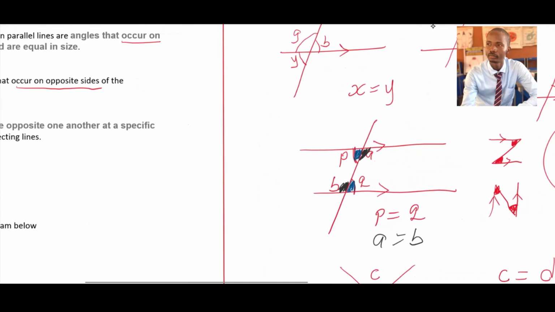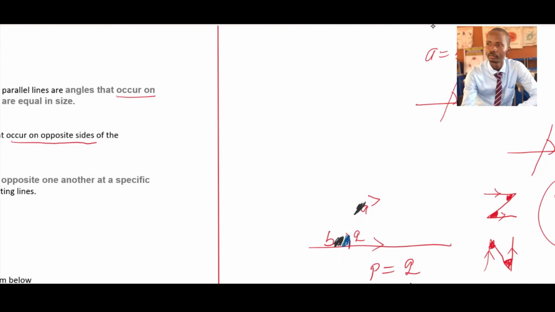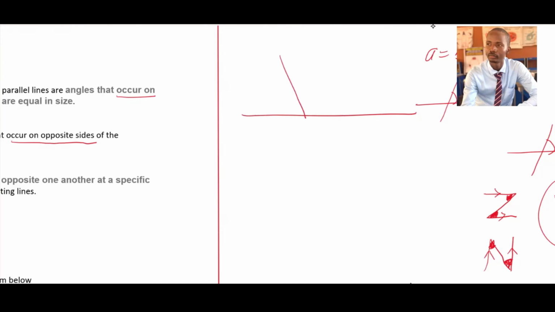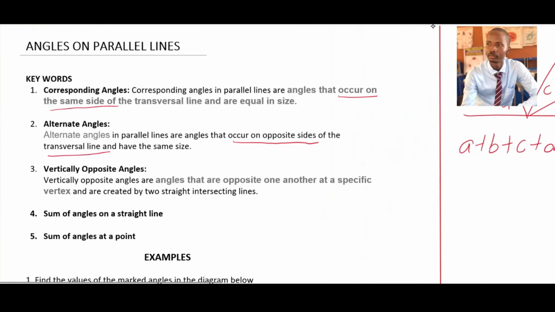A quick one on sum of angles on a straight line. So if I have this is a straight line, let's say I have multiple angles. If this is A, B, C, D, so all of these angles, by the time we sum up, A plus B plus C plus D, we say that it is equal to 180 degrees. So that's another thing we'll be using here, right?